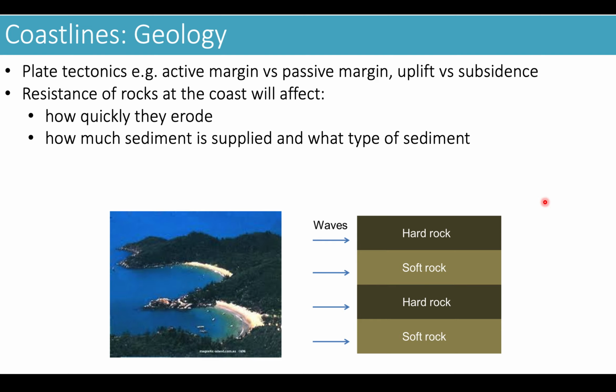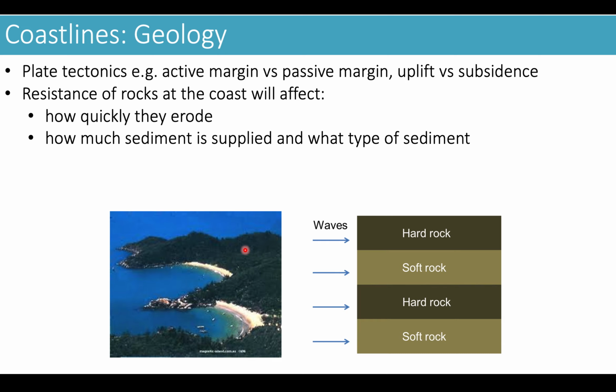And then also, what is the coastline, so the continent, made of? Is it very resistant, very hard rock? Is it very soft rock? So how quickly is it going to erode? Is there going to be deposition of sediment? What type of sediment? You can see in something like this, where we have these beautiful coves, a little bit like what we have in Laguna.